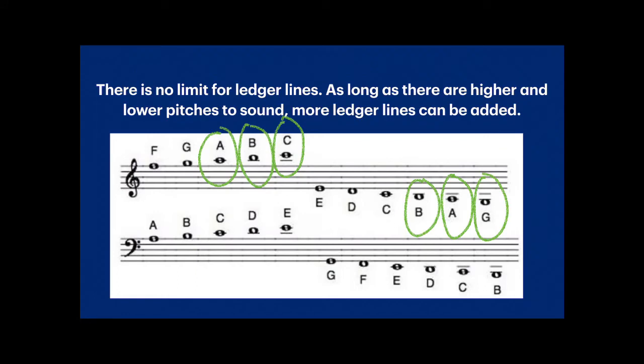Next we see the B, A, G at the end of the line. B is one space below our first ledger line below the staff. A is two ledger lines below the staff, and G sits right below that second ledger line. We see similar things right below in the bass clef.